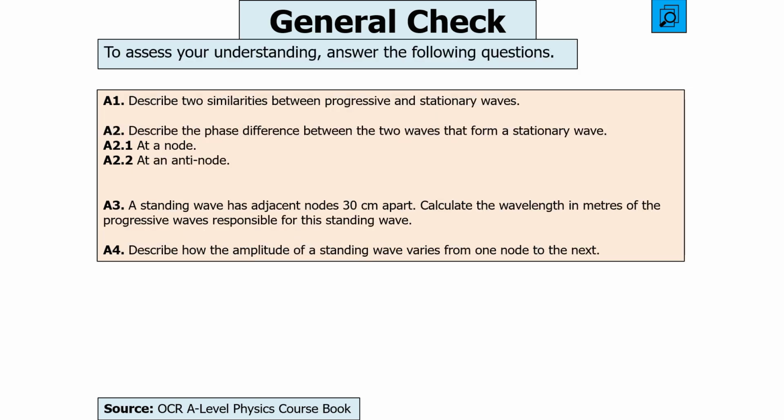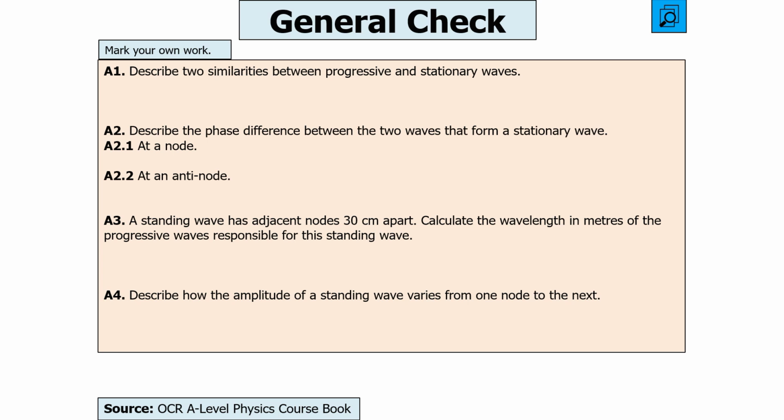The next question says, describe two similarities between progressive and stationary waves. Then describe the phase difference between the two waves that form a stationary wave, firstly at a node, then secondly at an antinode. Then a standing wave has adjacent nodes 30 centimeters apart. Calculate the wavelength in meters of the progressive waves responsible for this standing wave. And then finally describe how the amplitude of a standing wave varies from one node to the next. So pause the video now. Then unpause the video when you want to go through your answer.